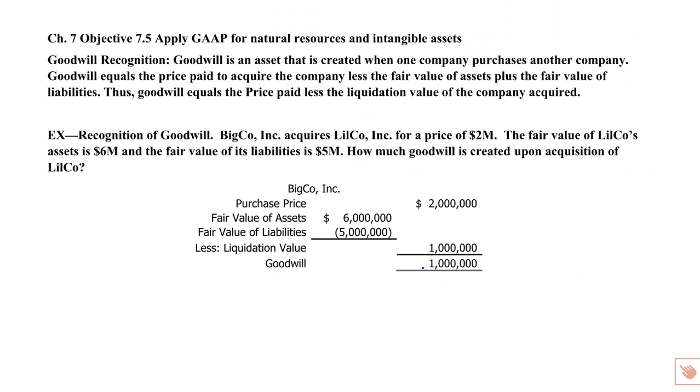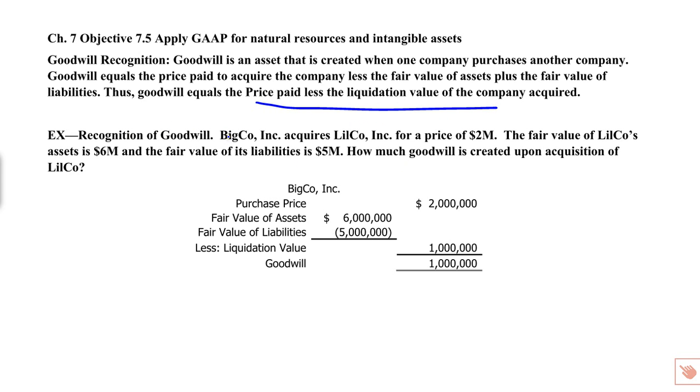All right, so in the next slide, let's see if we can finish this one off. This is goodwill, and we're just going to do the recognition. Goodwill does not have any amortization, and we will not be doing the impairment. So goodwill is only created when one company buys another company. It's only created in an accounting sense. And it will equal the price paid less the liquidation value of the company.